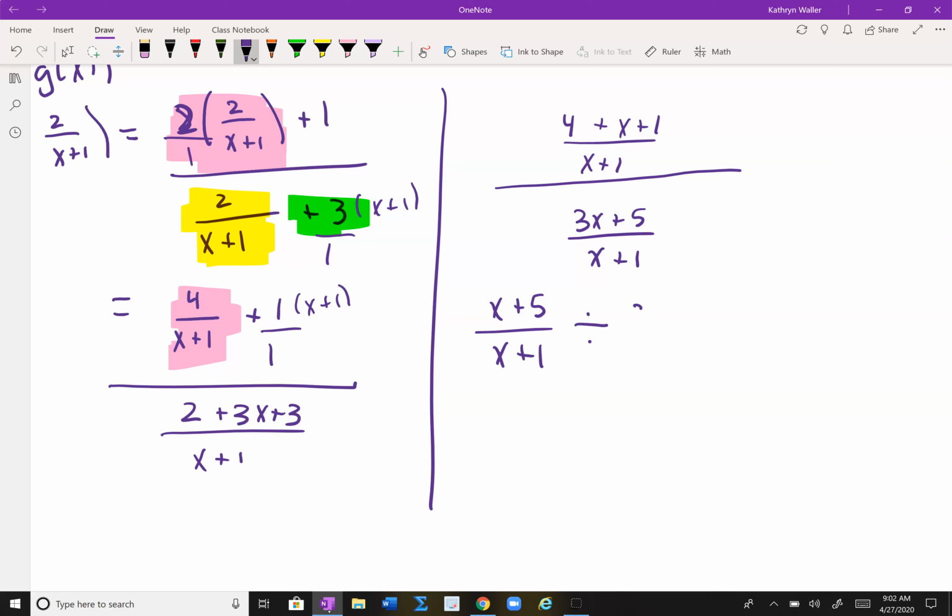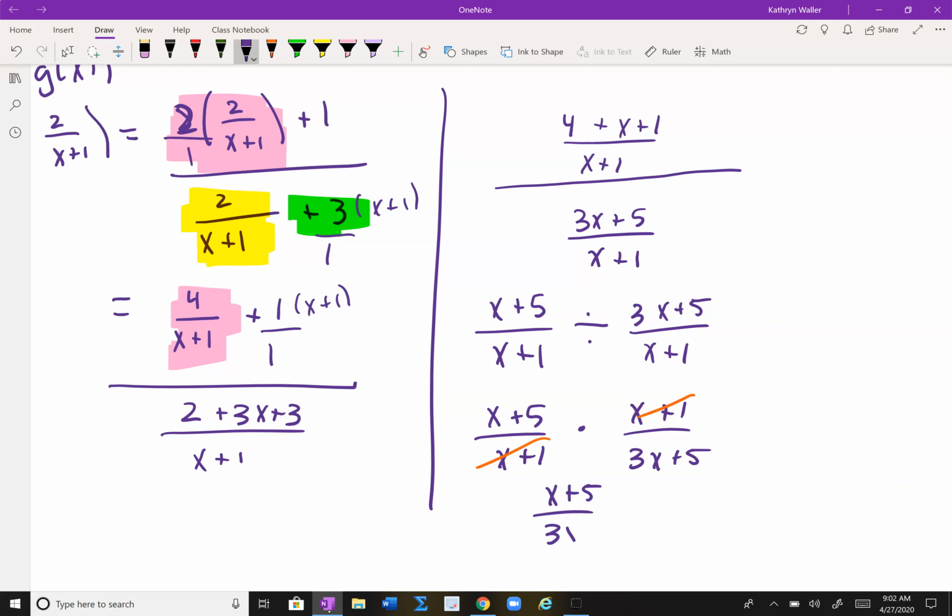Write it as a division symbol, 3x plus 5 over x plus 1. Take that division, make it a multiplication, flip the second guy upside down. This x plus 1 cancels with that x plus 1, so your answer is x plus 5 over 3x plus 5, and that's it. Okay?